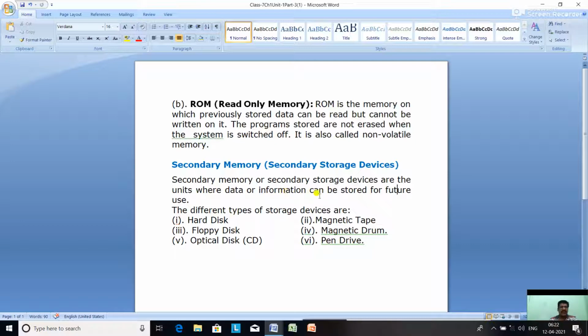There are different types of storage devices like the hard disk we use nowadays, magnetic tape, which is not in use nowadays, floppy disk, which is not in use, magnetic drum, this also is not in use, optical disk CD, this also is slowly not being used nowadays, and the pen drive we are using. So these are the different types of secondary storage devices.